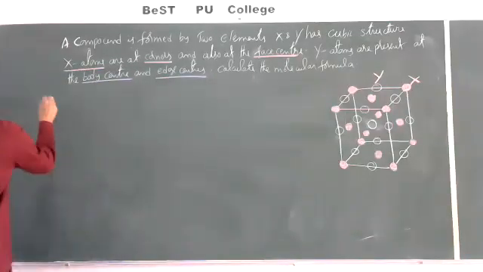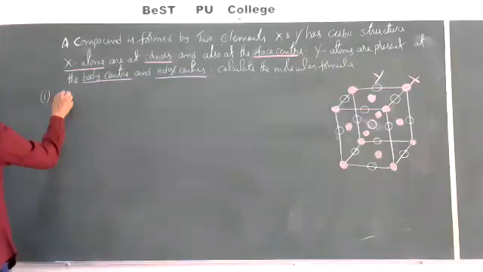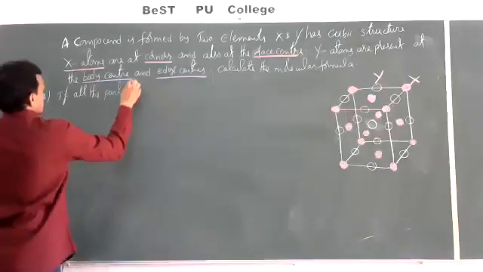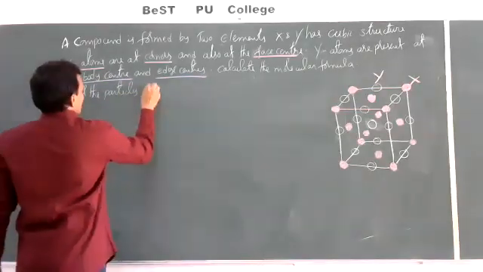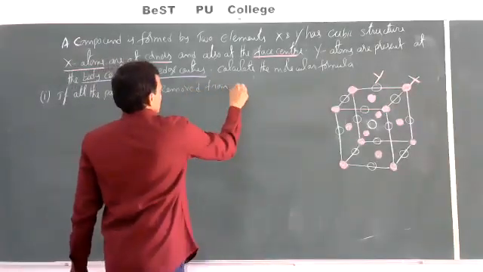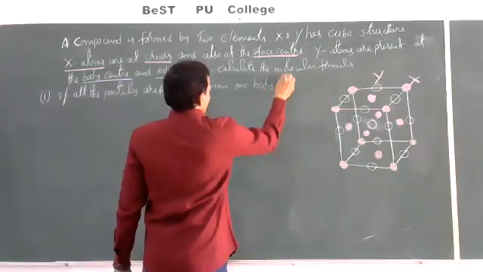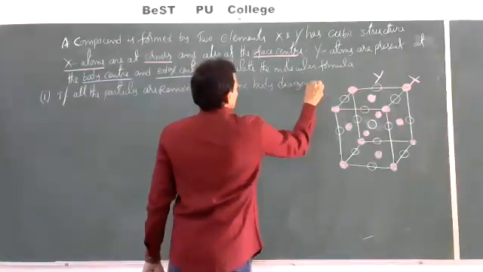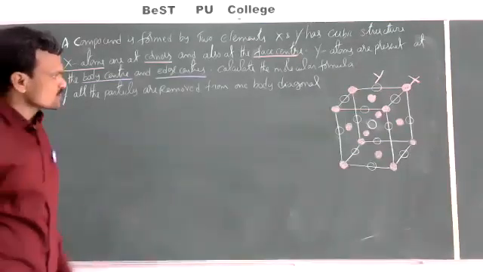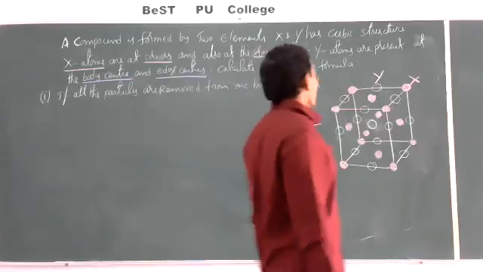Now I will take the first case. The first case given is, if all the particles are removed from one body diagonal, then what is the molecular formula? Here, I will take one body diagonal.